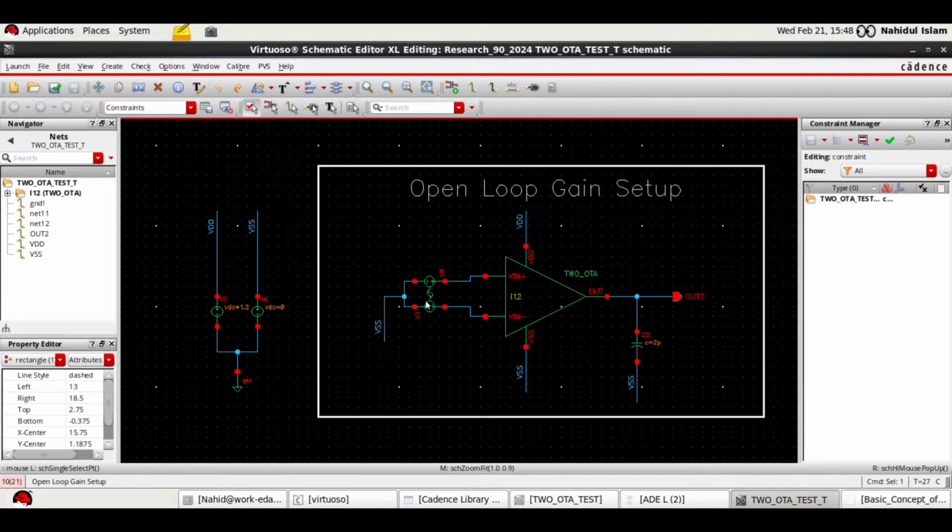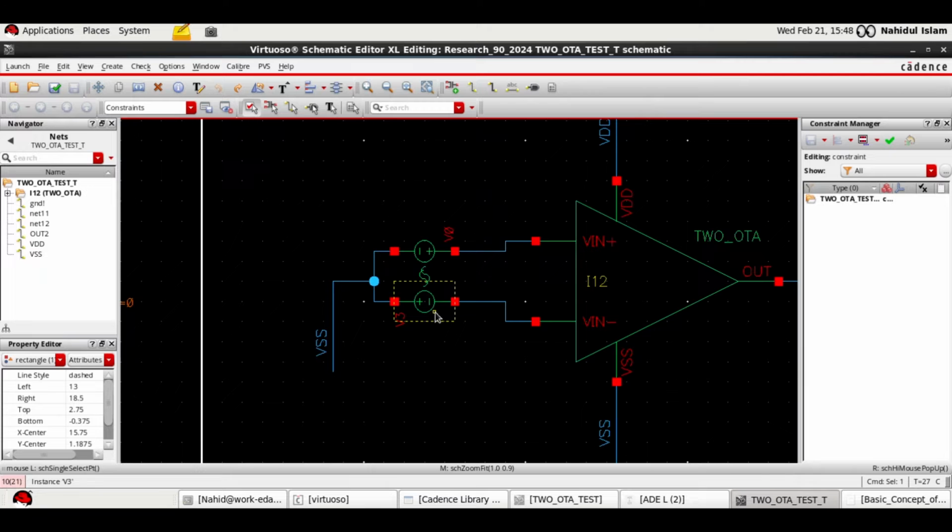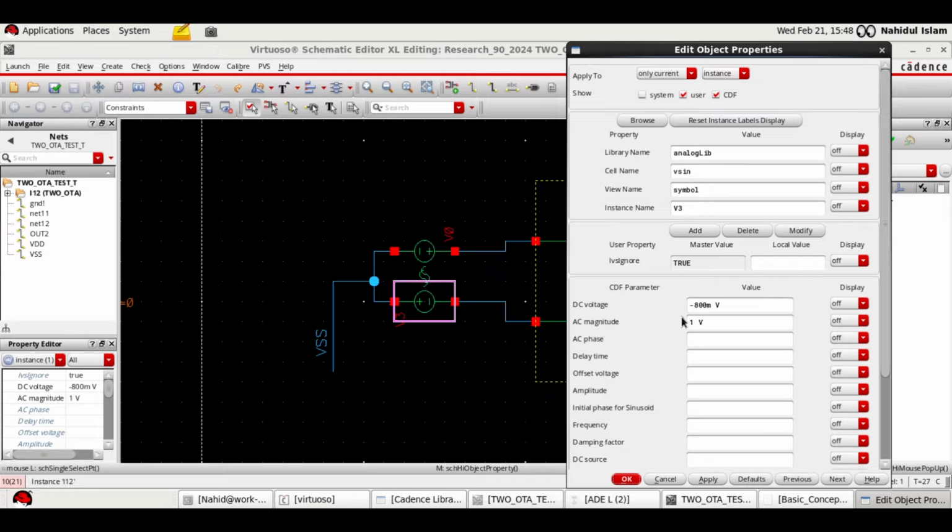Here is one source. This is basically the ICMR minus. If I press Q, you can see here the common mode voltage is 800 millivolt. The sign is negative because I flipped the voltage source. That's why the sign is negative to negative. This terminal voltage is going to be positive. Also, for this AC analysis, the AC magnitude is 1.